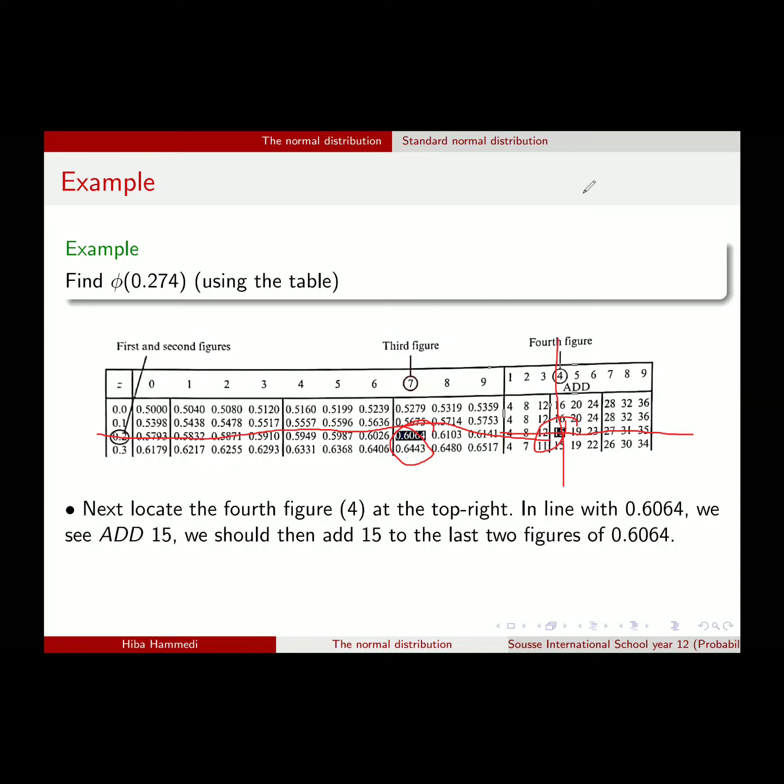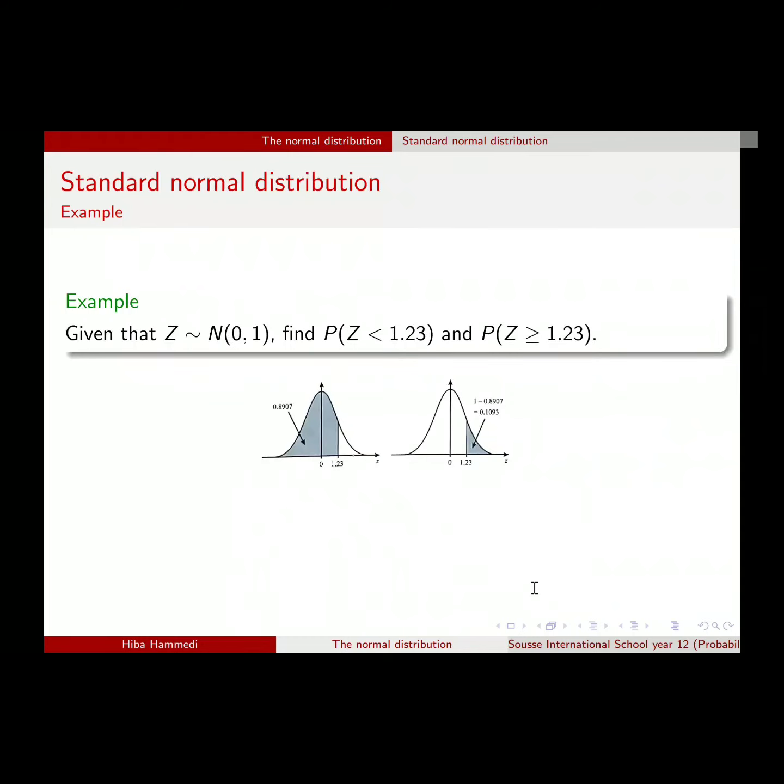So if I apply this, I will get this result. So let's apply this. So phi of 0.274 is equal to the sum of these two, and the result will be 0.6079. Now let's take another example.